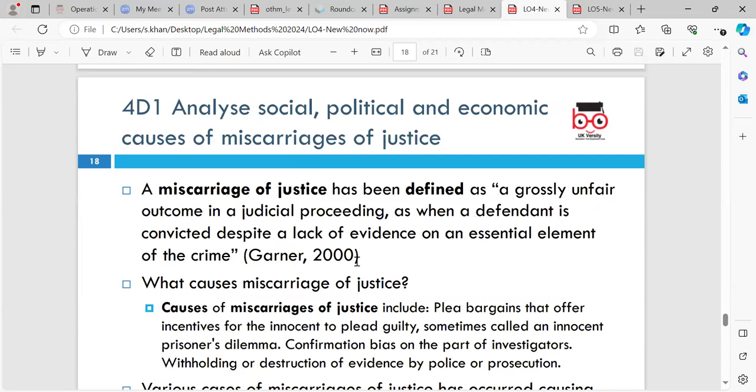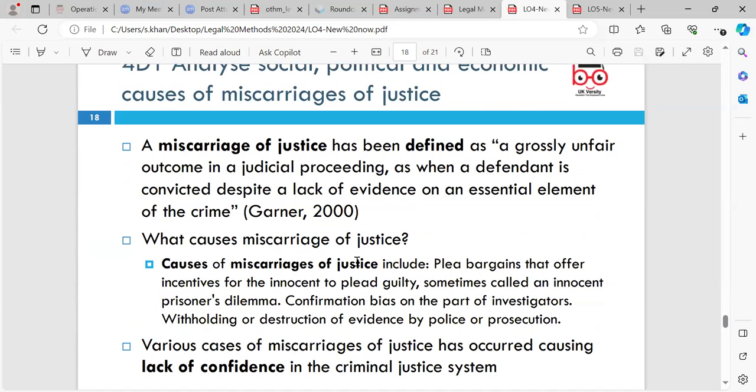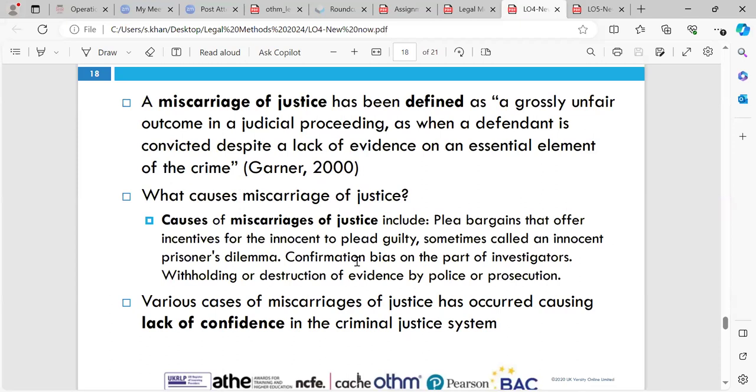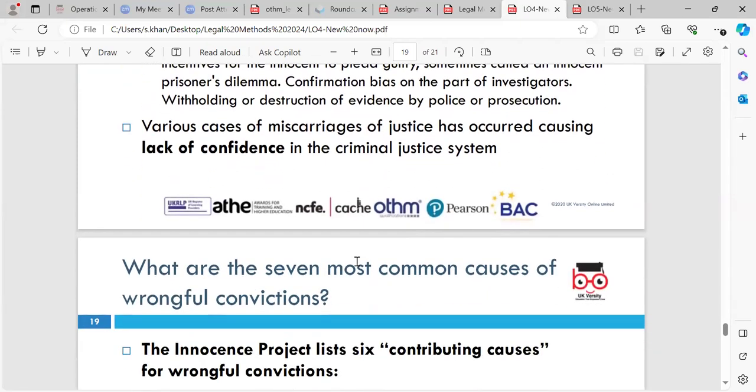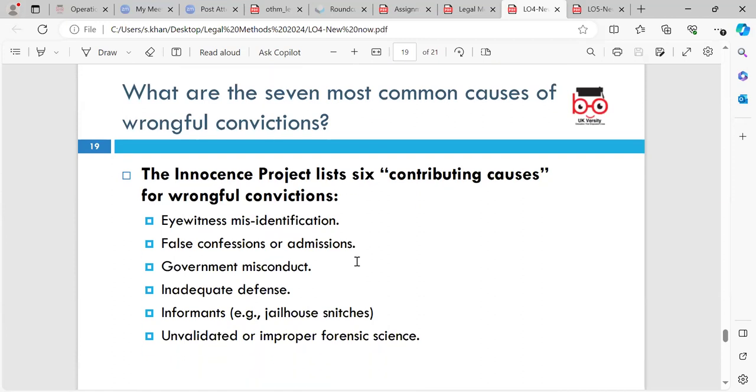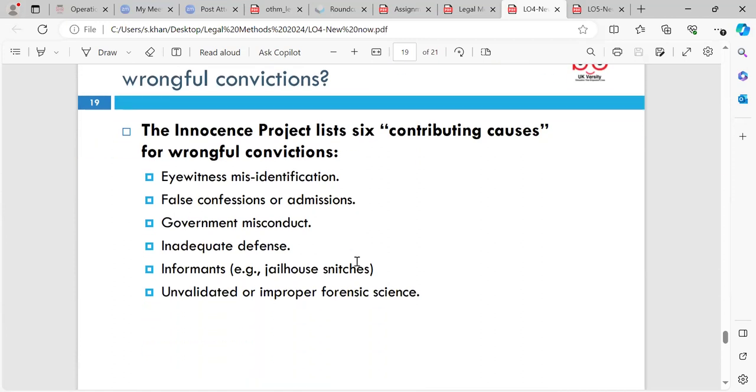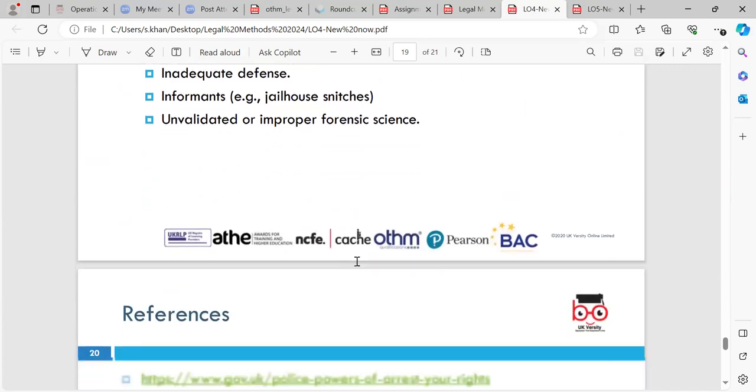We then went on to 4D1, which was to analyse social, political and economic causes of miscarriages of justice. Miscarriages of justice is where the judicial system is grossly unfair. And that has happened quite a lot within certain cases where people have pleaded not guilty and the sentence is unfair and they've been given a custodial sentence. So there are causes of miscarriages of justice and there are various cases. What are the seven most common causes of wrongful conviction? We looked at them and how they contribute to cases.